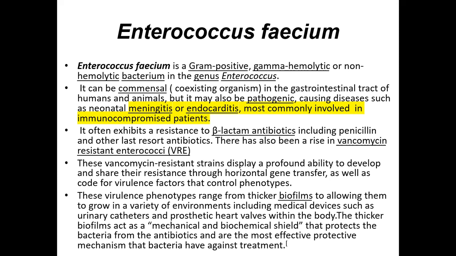This vancomycin-resistant strain displays a profound ability to develop and share resistance through horizontal gene transfer, as well as code for virulence factors that control phenotypes. These virulence phenotypes range from thicker biofilms to allowing them to grow in a variety of environments, including medical devices such as urinary catheters and prosthetic heart valves within the body. The thicker biofilms act as a mechanical and biochemical shield that protects the bacteria from antibiotics and are the most effective protective mechanisms that bacteria have against treatment.